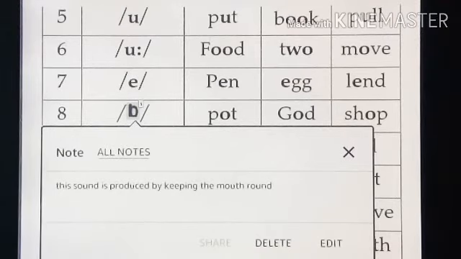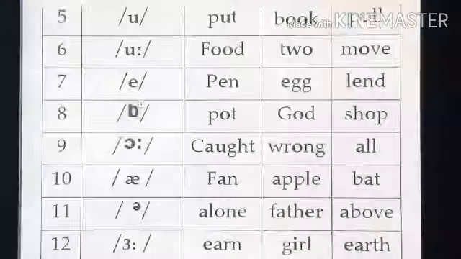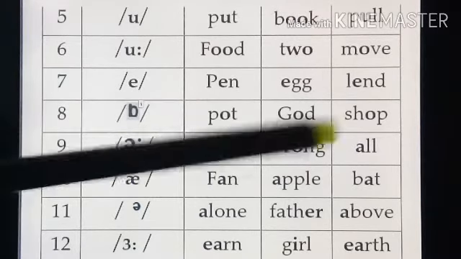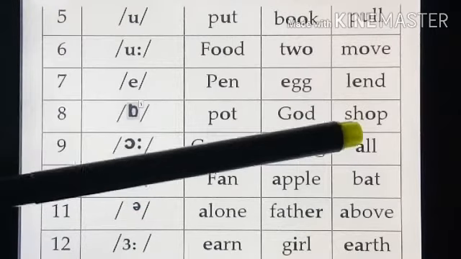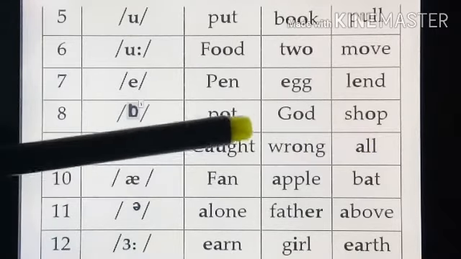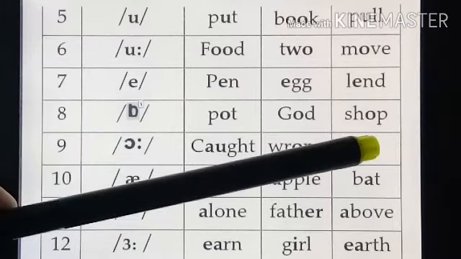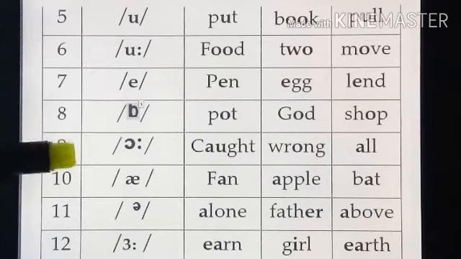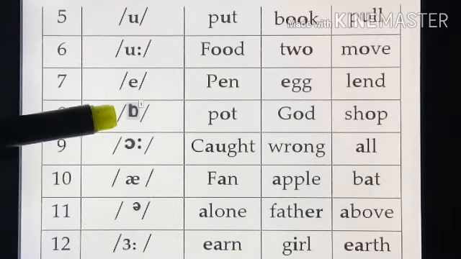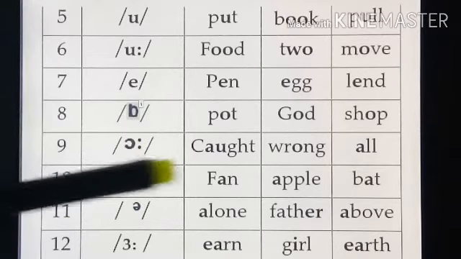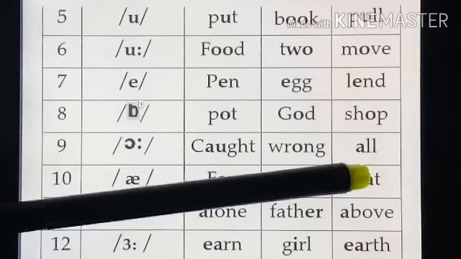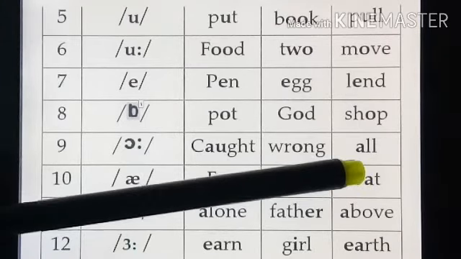If you put your mouth round, the sound comes. It is not the sound as we see in our mother tongue. P-O-T, pot, G-O-D, God, odd, S-H-O-P, shop. Put your mouth round and release a sound. Next one, the ninth one is the lengthy sound of this. Caught, W-R-O-N-G, wrong, A-L-L, all.